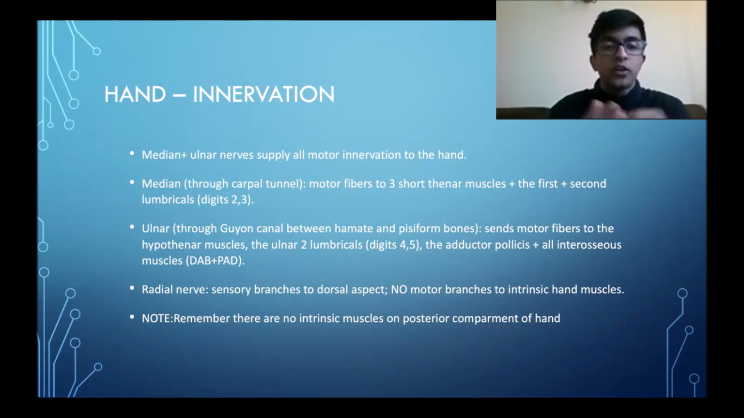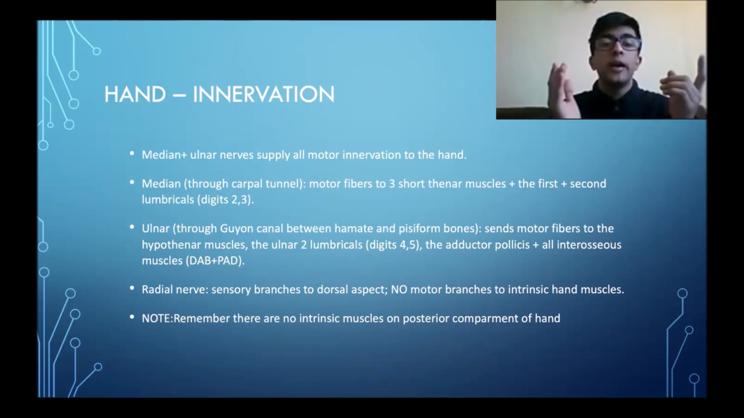The ulnar nerve goes through the Guyon canal between the 2 bones, the hamate and pisiform bones. They send motor fibers to the hypothenar muscles, we said before, and the ulnar 2 lumbricals for the 4th and 5th digits, adductor pollicis, and all the interosseous muscles. All the interosseous muscles are supplied by the ulnar nerve.